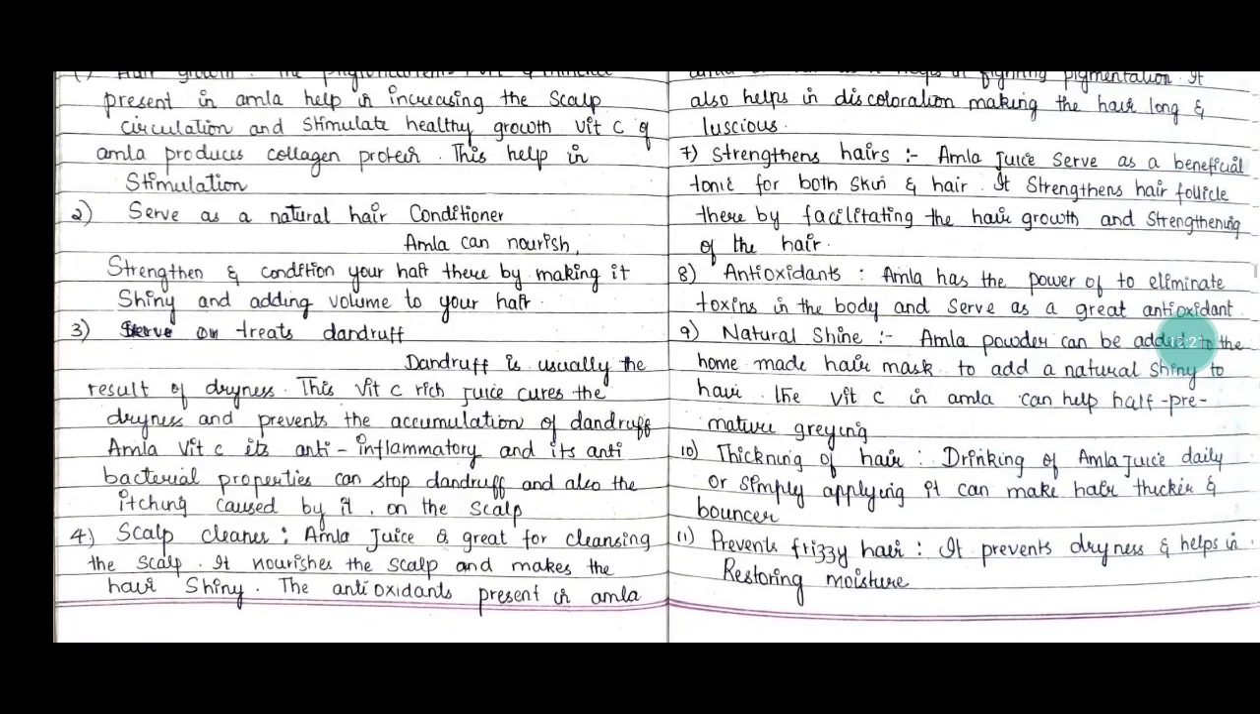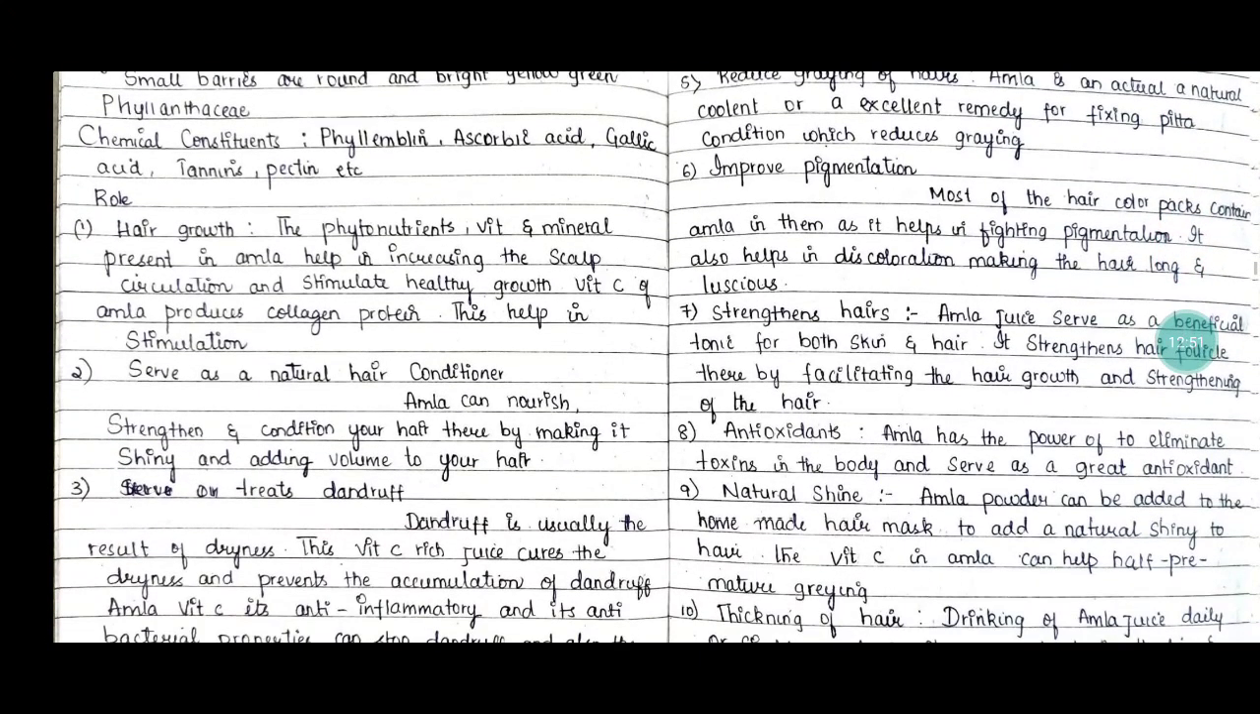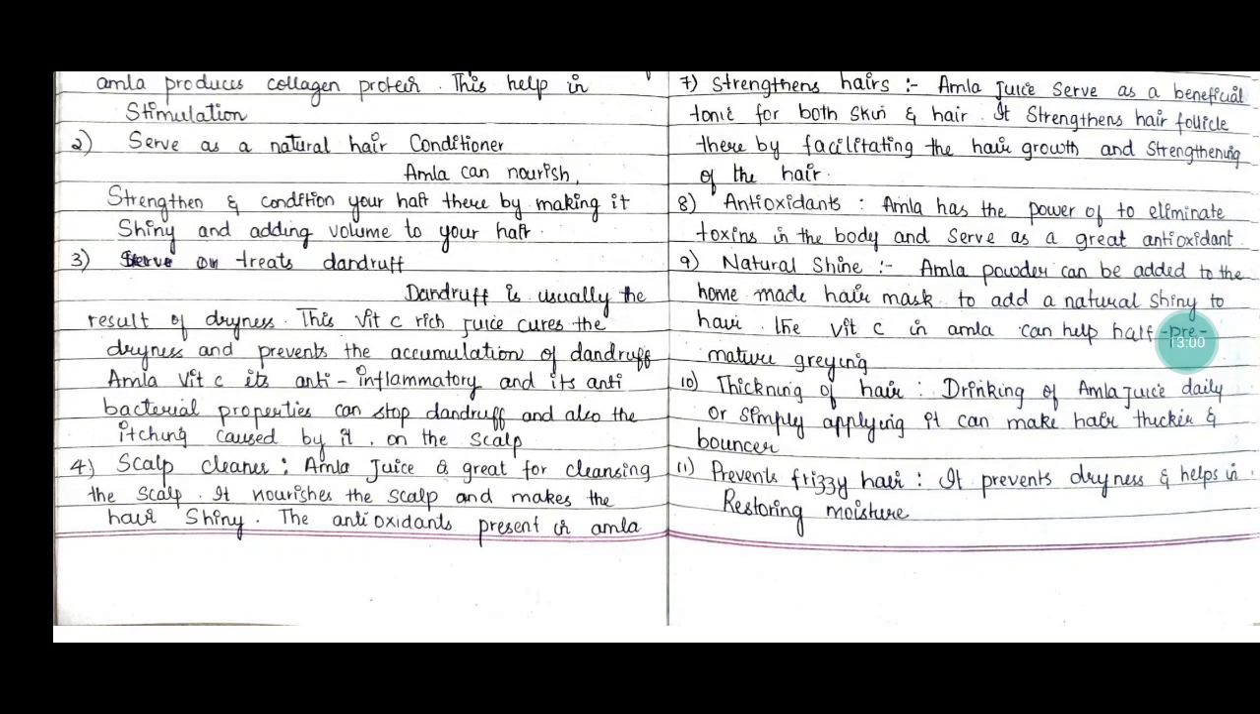The antioxidants present in amla protect our hair from the various hair damages caused by dust, pollution, smoke and hairstyling tools, etc. And it also reduces the graying of hair. Amla is a natural coolant and an excellent remedy for fixing the pitta condition, which reduces graying. It also improves pigmentation, strengthens the hair, and acts as an antioxidant. It gives natural shine to the hair.